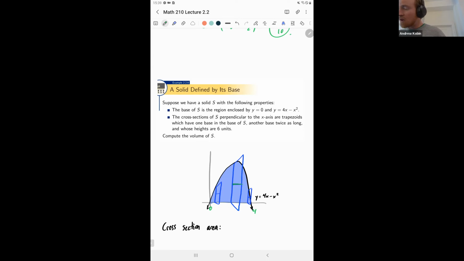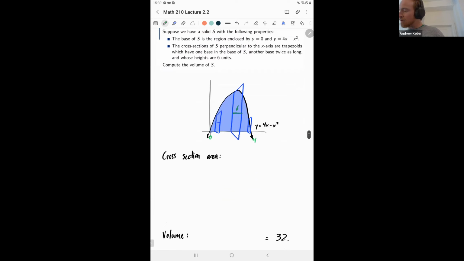And then the height here is always going to be equal to 6 units. So let's try to figure out, oh, look, the volume's going to be 32. I already worked this out. I'm going to at least set things up, and then you'll be able to compute something afterwards and compare it to my answer. So the cross-sectional area, well, you have to remember the area of a trapezoid is always going to be 1/2 big base minus little base times height.